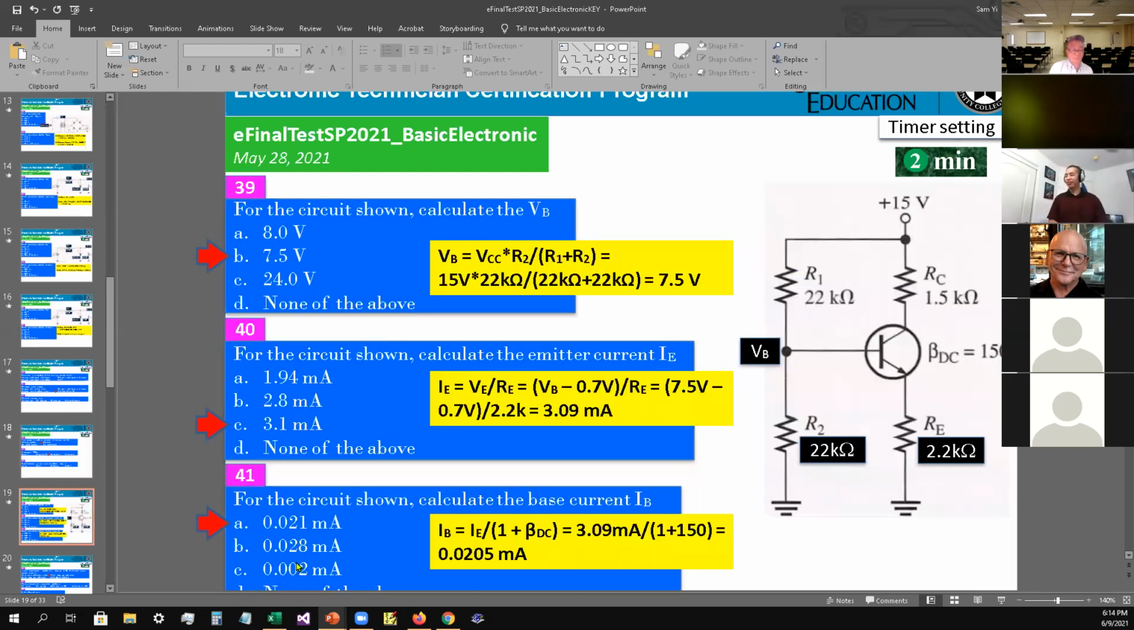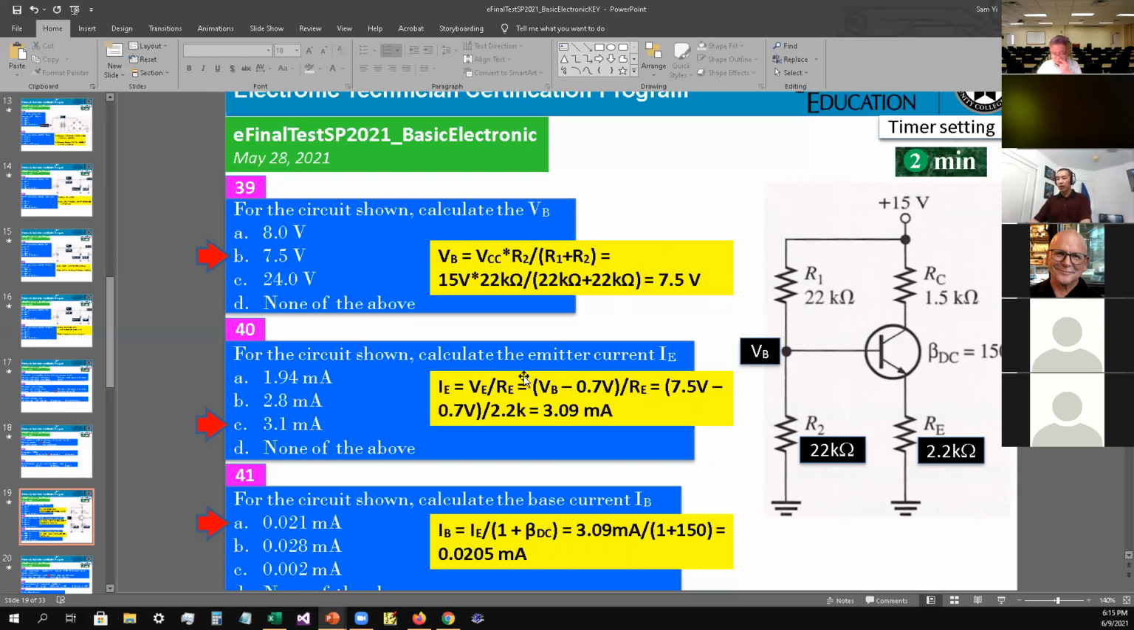Okay. All right, 39. For the circuit shown, calculate VB, okay? VB is the same thing, like we said, it's going to be a voltage divider because R1 and R2 are in series with each other. So it's going to take the voltage of VCC times R2 divided by the quantity R1 plus R2. Okay, so that gives you 7.5 volts at the base. So the answer is B as in boy for number 39.